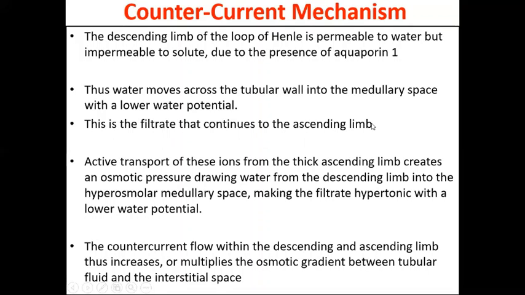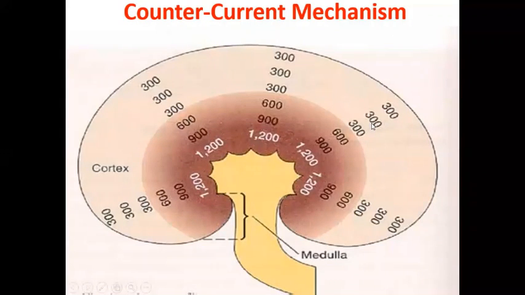So as water is being reabsorbed, the tubular fluid becomes hypertonic as well. Okay? So the countercurrent flow within the descending and ascending limb is going to increase and also multiply the osmotic gradient between the tubular fluid and the interstitial spaces. That's why it's called the countercurrent multiplier effect.